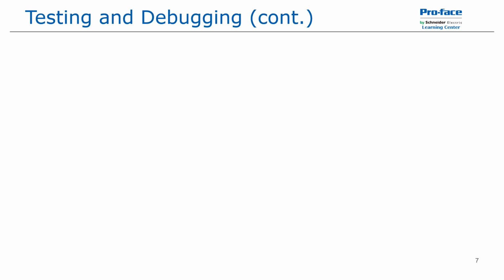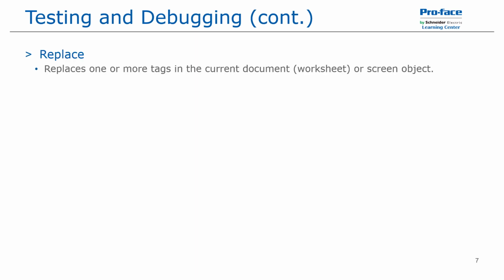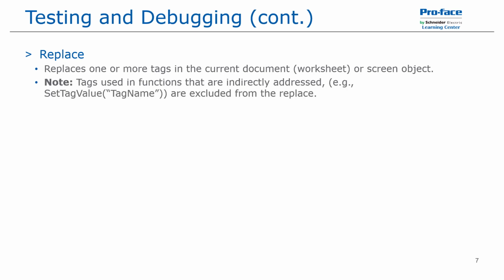The next utility we'll look at is the replace. And this allows you to replace one or more tags in the current document or worksheet or screen object. So it's localized to a single file in the application, not the entire app as a whole. And an important note is that tags that are indirectly addressed, where the tag name is encapsulated inside of double quotes, are excluded from this replace.